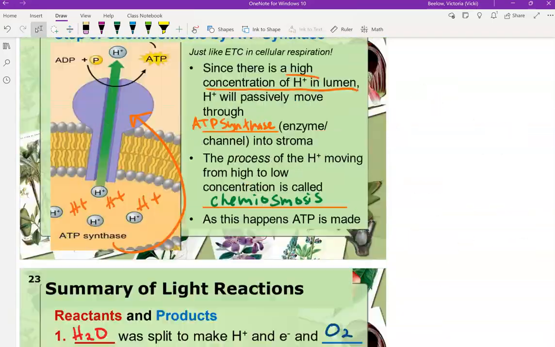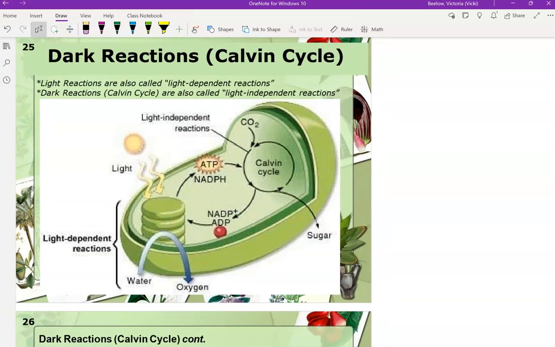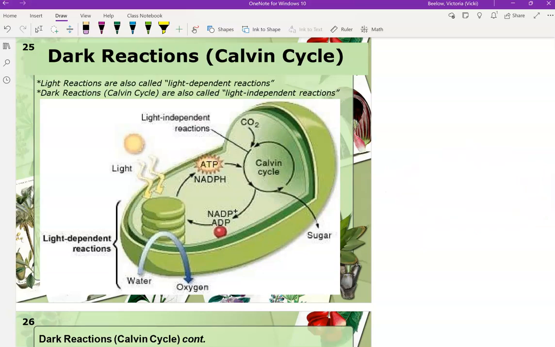Okay, so let's go to the dark reactions. The light reactions were occurring kind of inside the thylakoid and on the thylakoid membrane, those little pancake-like things. Now we're going to be in the stroma, which in the chloroplast is just the stuff that fills the chloroplast itself.